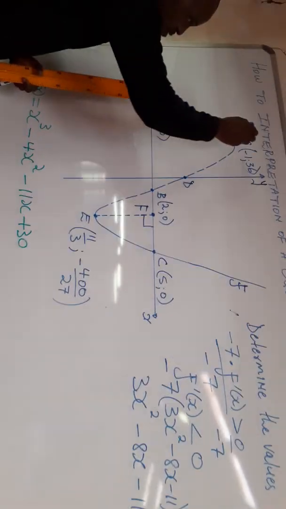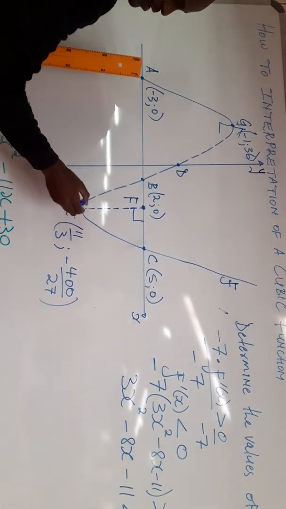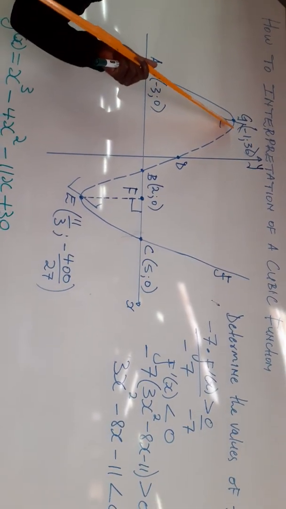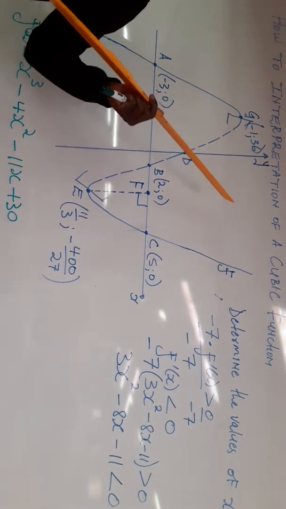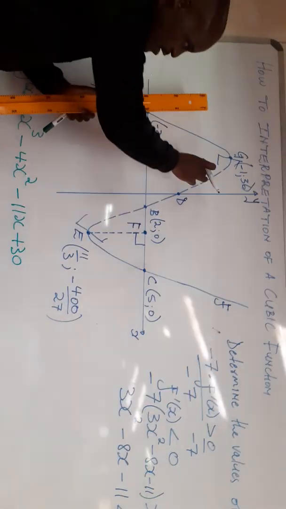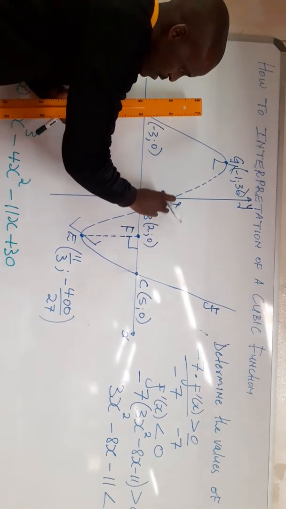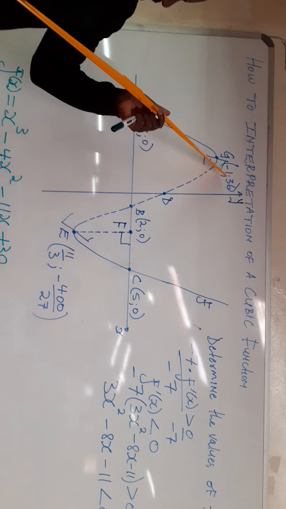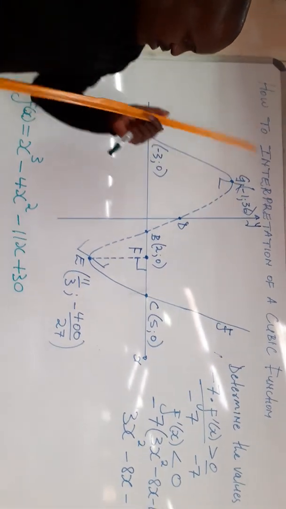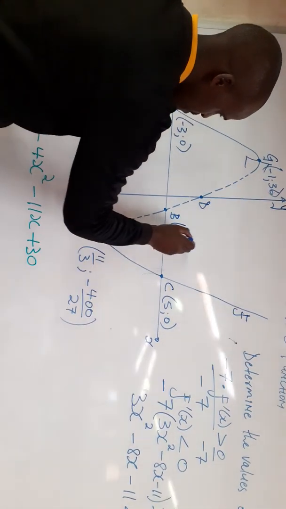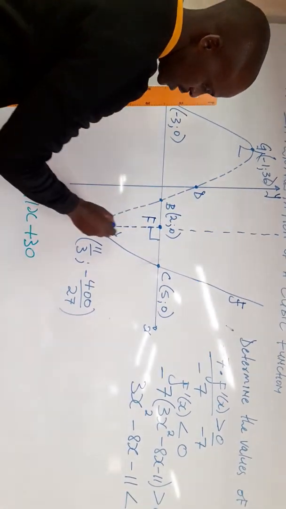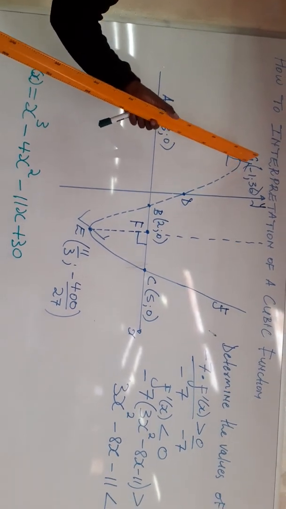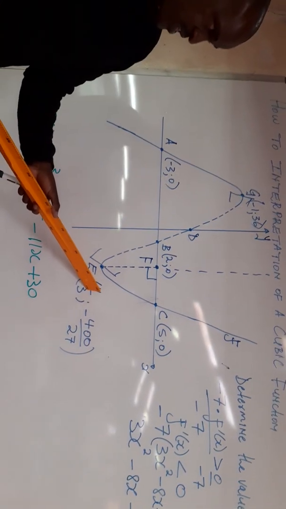Let's go to our graph. When you look there, you just go to your turning points. When you go in that direction, our gradient is negative there, all these are negative gradient. So when you go in that direction up to this point, you do not pass here because the gradient will change to be positive. So it's from negative 1 to positive 11 over 3.